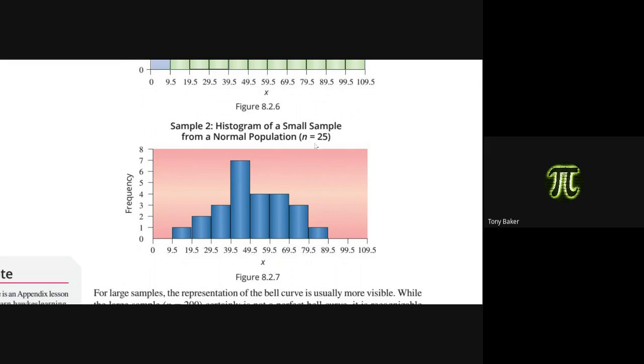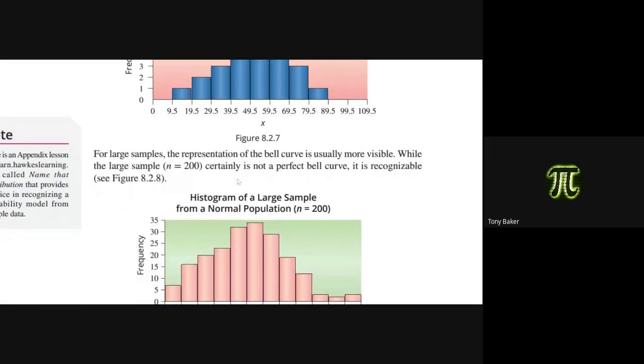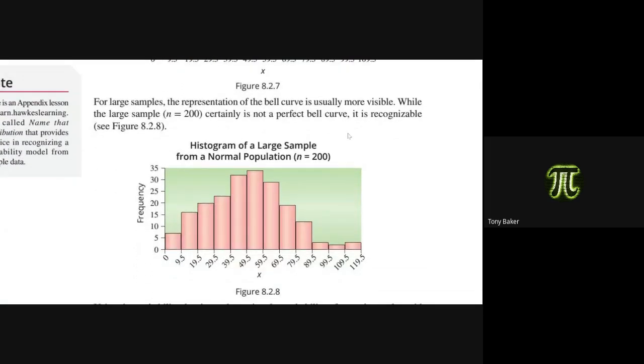This is another one, a very small sample, only 25 people. This one does have a little bit more of a bell shape to it, where you have that middle spike. When you get into some of the larger samples, now this one has over 200 samples, you have a little bit better bell curve. It's not very symmetrical, so this one would be skewed to the right because there's that tail out to the right. But you do have a little bit more of a bell curve shape with that.